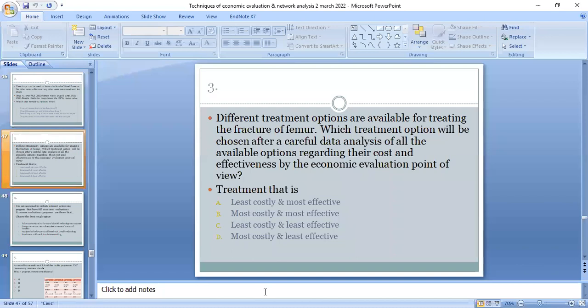A is the correct option. We will choose the one that is least costly and most effective.